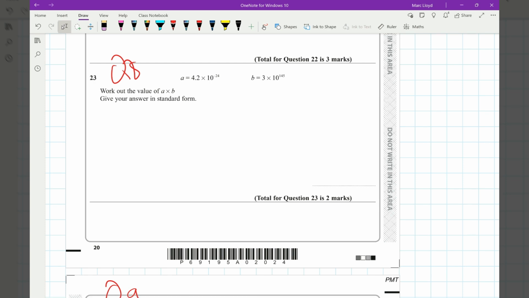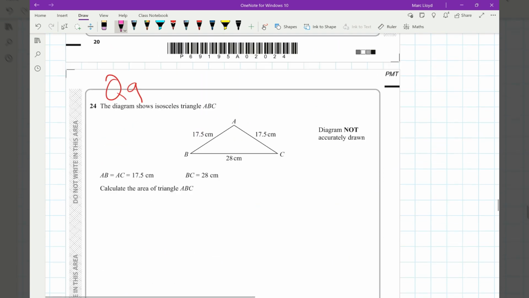Question 8. Oh, one of these questions. Work out A times B. All right. So that's actually not too bad. 4.2 times 3 is 12.6. 10 to the minus 24 times 10 to the 145 is 145 take away 24, because we add the powers together, gives us 10 to the 121. Now sadly, this number is not in standard form, so I need to divide it by 10, which means we need to multiply the other one by 10, giving us 122. So 1.26 times 10 to the 122.